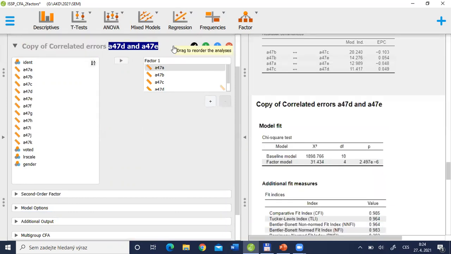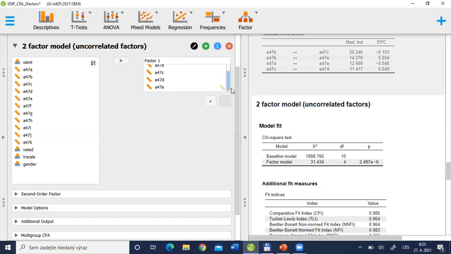So currently we are preparing a two-factor model and uncorrelated factors. Uncorrelated factors we are expecting. So that's the first change of the title, copy of the previous model. And the first step we would need is that we would ask JASP not to correlate factors.